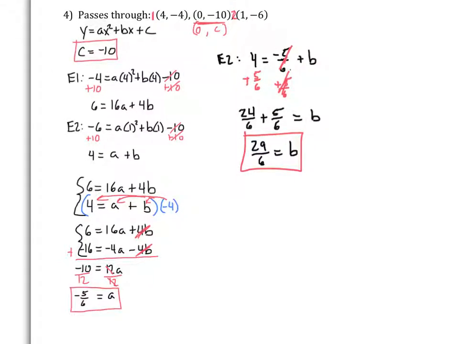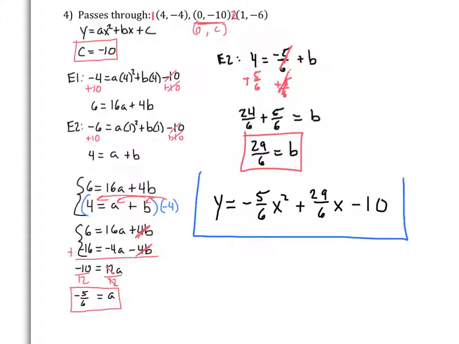Finishing our problem here, we now know a, b, and c. So the equation here is going to be y equals negative 5 sixths times x squared plus 29 sixths times x minus 10. There's the equation.